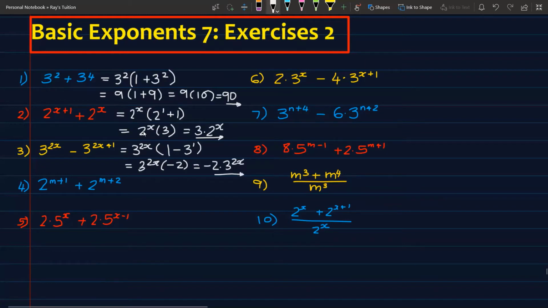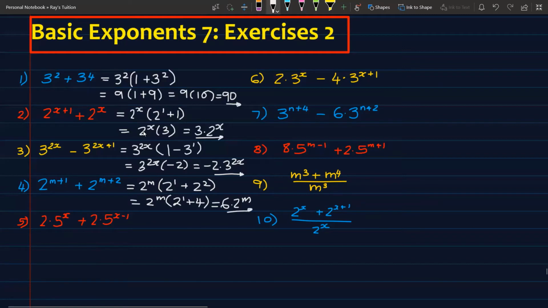Okay, let us have a look at the fourth one. What is common between these terms is 2 to the power of m, so we're going to take it out. And what are we going to be left with? 2 to the power of 1 plus 2 to the power of 2. So this here is 2 plus 4, which is just 6, times 2 to the power of m.